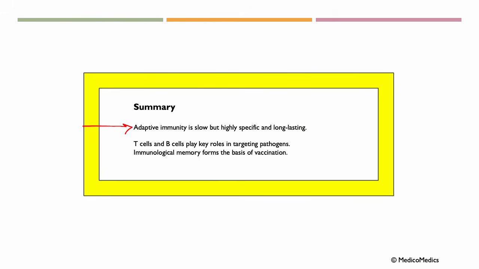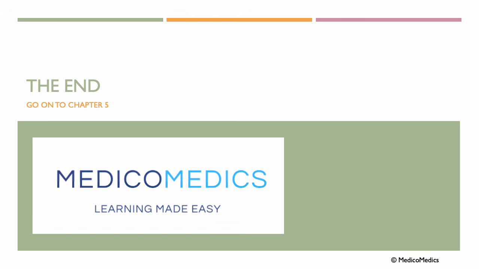So in summary then, the adaptive immunity is slow but highly specific and long-lasting. T cells and B cells play key roles in targeting pathogens. Immunological memory forms the basis of vaccination. That's the end of chapter 4. Continue now to chapter 5.